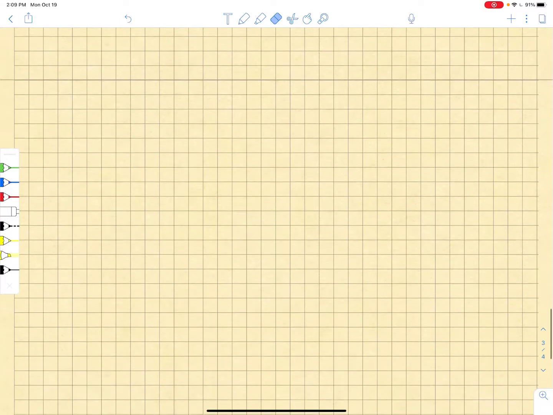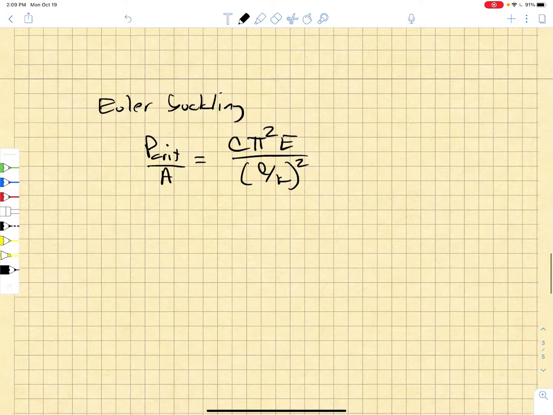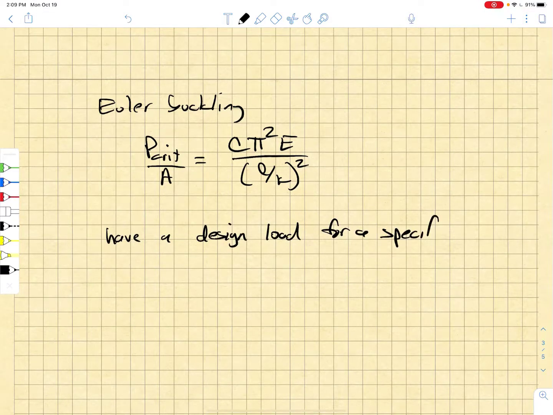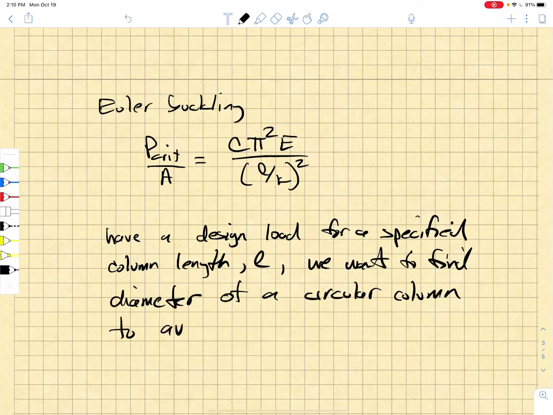At this point, it makes some sense to talk about how you would use a buckling formula to do design. So let's consider Euler buckling. And so we're going to use the Euler buckling equation. We have a load that we want to apply to the system, and we want to size the shaft or the column so that we do not have buckling. So we have a design load for a specified column length, L, and we want to find the diameter of a circular column to avoid buckling.